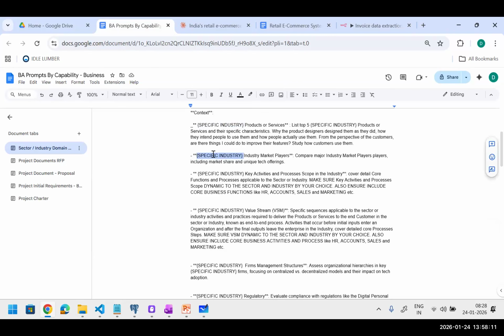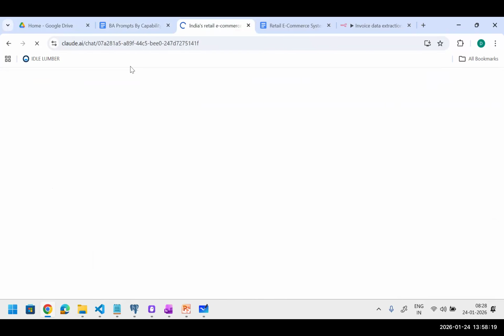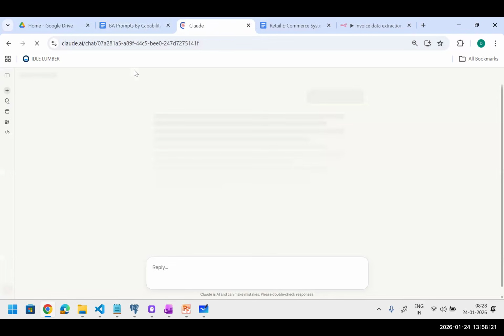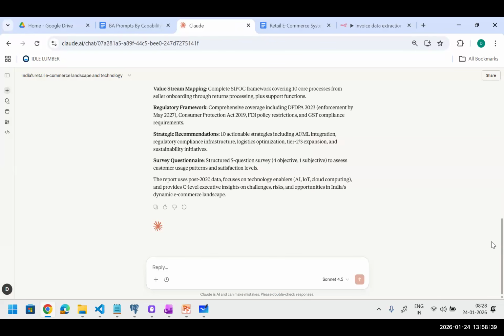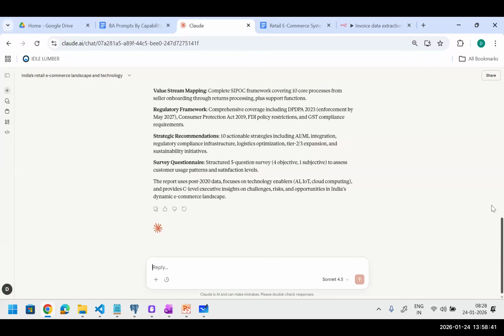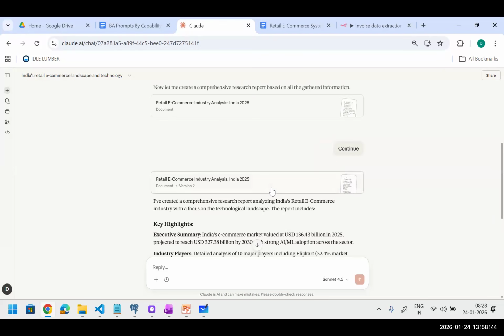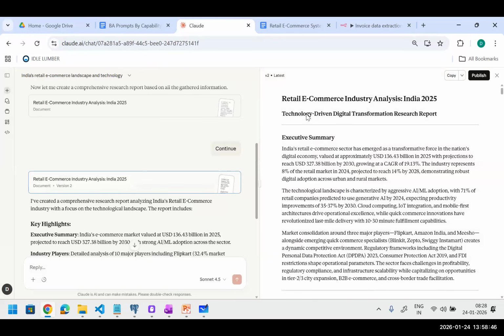Let's say I put e-commerce, retail e-commerce here, and the prompt is provided to Claude.ai. I just provided it because it takes time to generate. That's what I've already generated and kept here. I kept the prompt here and it generated a beautiful analysis report. Typically, it takes days and weeks to generate this kind of report. See this, the artifact.